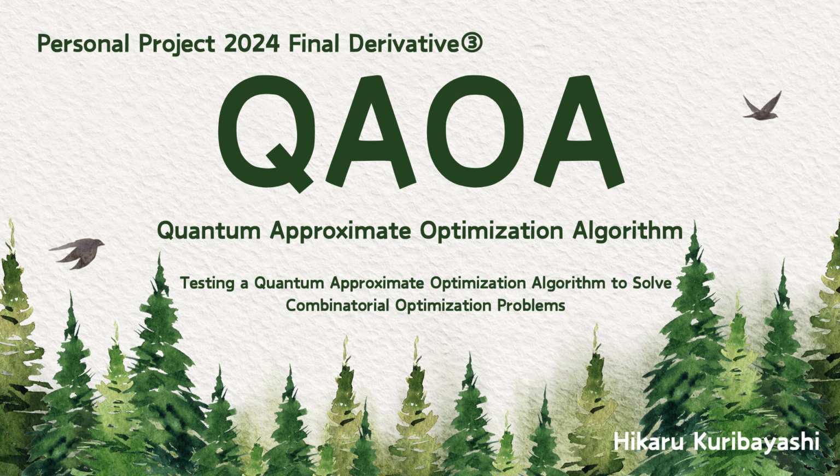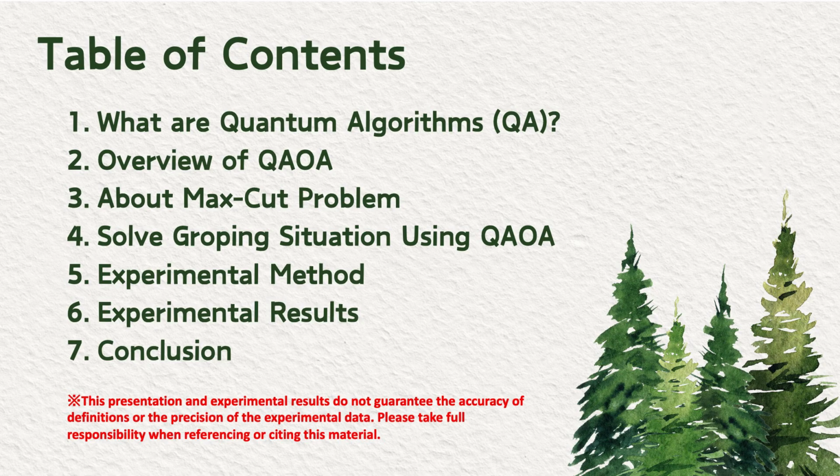In this video, I will explain quantum algorithms and QAOA and introduce the results of my experiments. My goal is to help you understand more about quantum computing and algorithms, which have been gaining attention in recent years. Here is the table of contents of this video. First, I will provide a brief definition of quantum algorithms, followed by an explanation of QAOA and the max-cut problem, which serves as the objective function in the study. After formulating and solving the problem to make it easier to understand, I will present my research results.